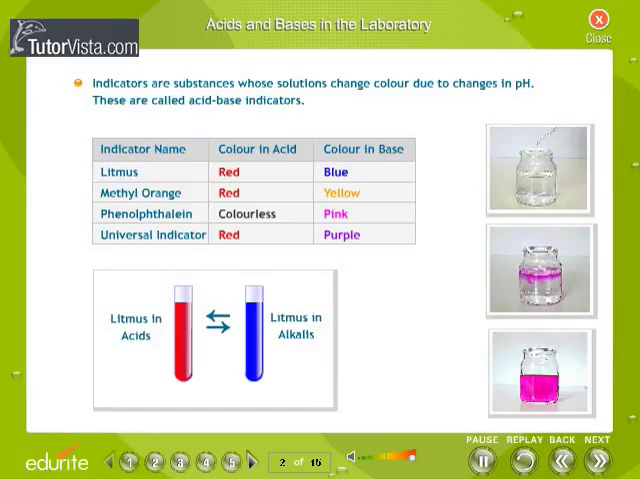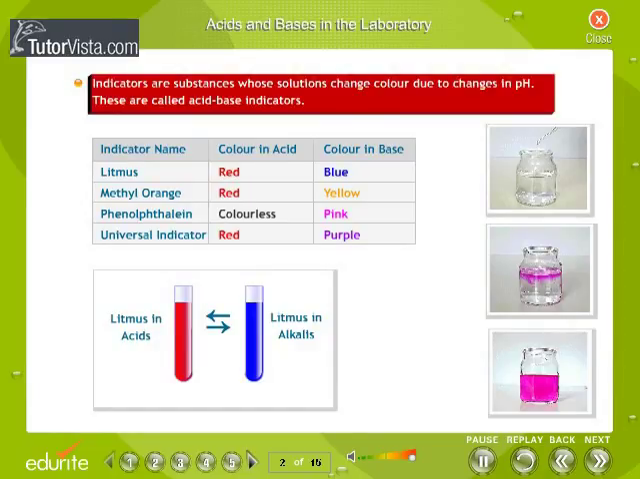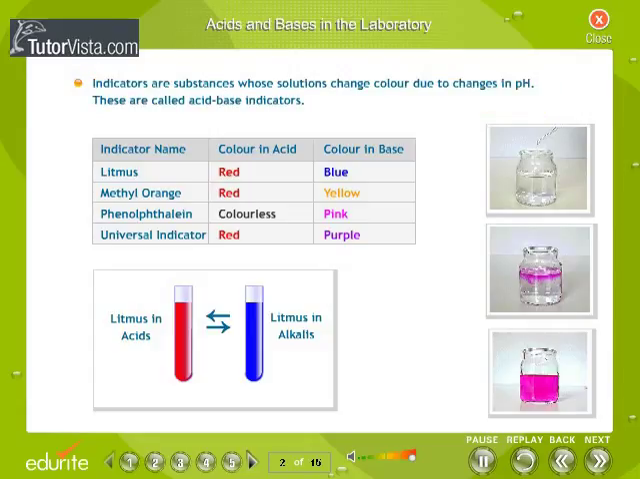Acids and bases in the laboratory. Indicators are substances whose solutions change color due to changes in pH. These are called acid-base indicators. Indicators are used in laboratories to show whether a solution is acidic, alkaline, or neutral by their color changes. Some common indicators are litmus, methyl orange, phenolphthalein, and universal indicator.